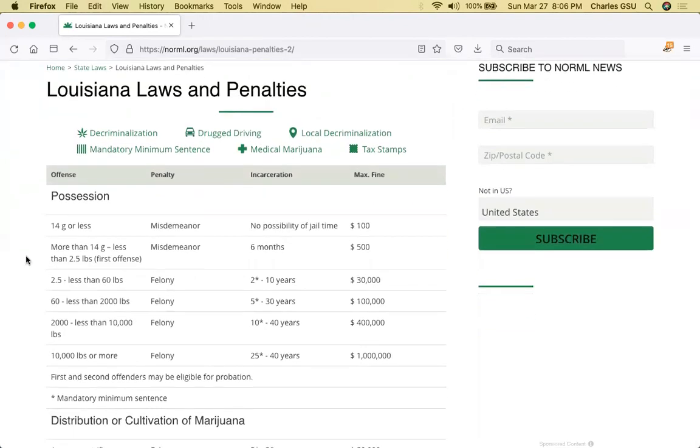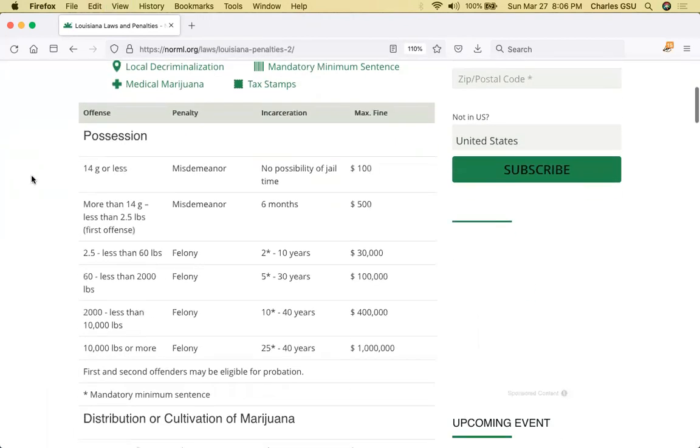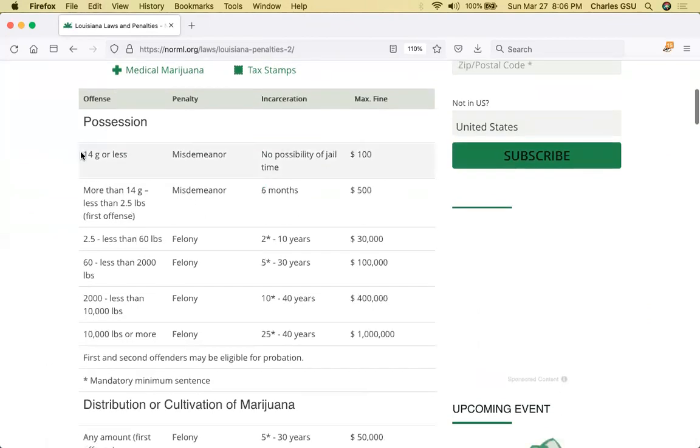So here's an example. If you have 14 grams or less in Louisiana, it's a misdemeanor and there's no jail time, but you could get a fine of $100. So 14 grams is, I think, half an ounce or something? So that's kind of a lot to have on your person, if you're not using it for medical reasons like an epileptic.